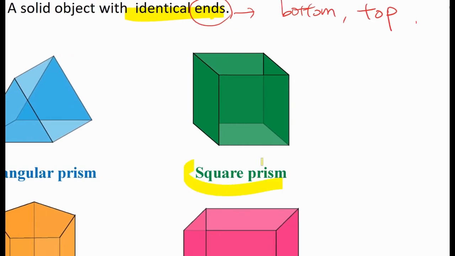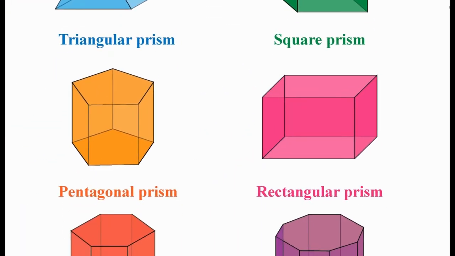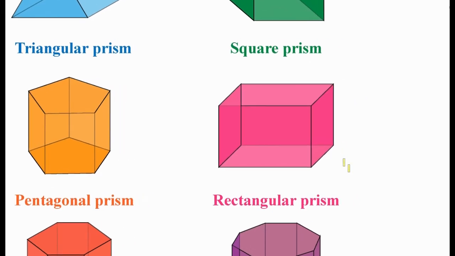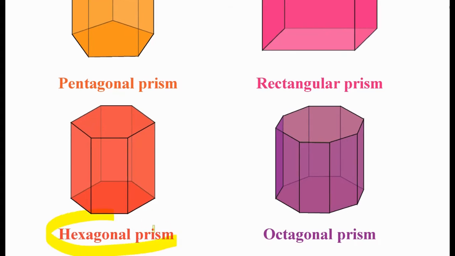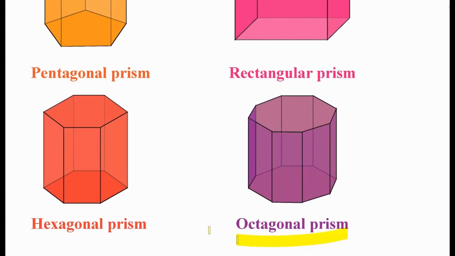This one, again, is a square prism. Bottom is a square and top is a square. And they are identical and they are facing each other. It's a square prism. A pentagonal prism, because the bottom is a pentagon, the top is a pentagon, and they're facing each other and they are identical. And we call this a rectangular prism, hexagonal prism, and octagonal prism. So hexagon bottom, and octagon bottom.